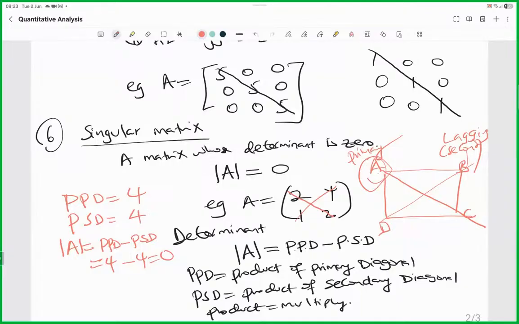And as we shall be seeing later on, singular matrices do not have inverses. Singular matrices don't have inverses. They don't have an inverse, no inverse. A singular matrix doesn't have an inverse.